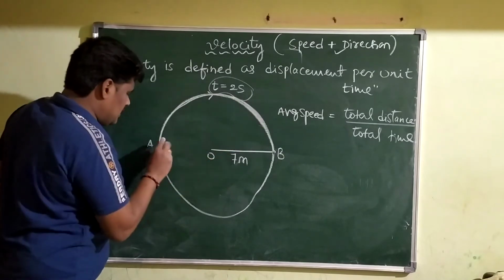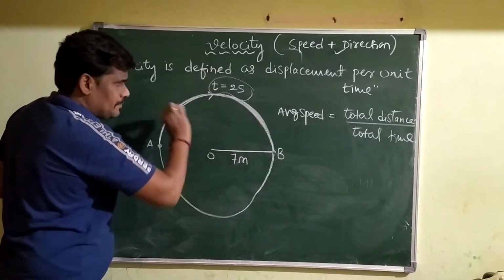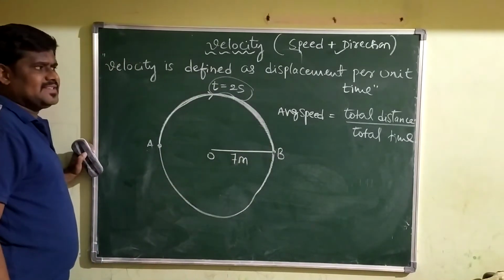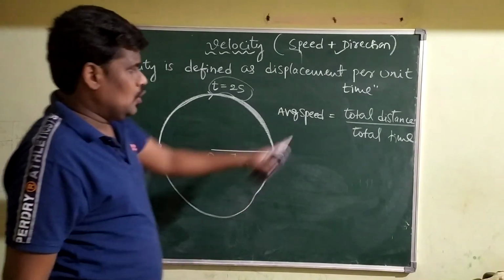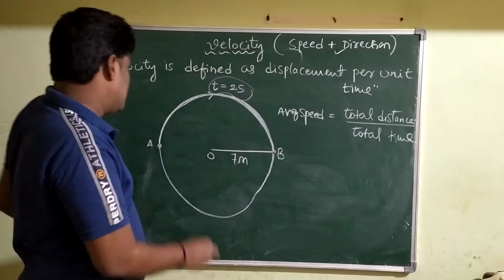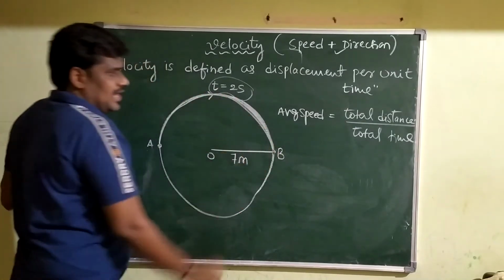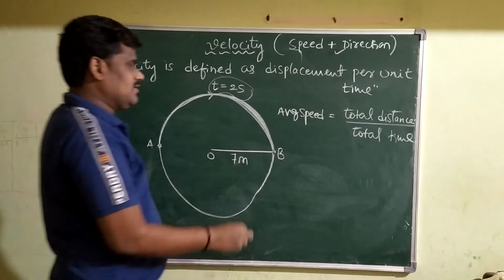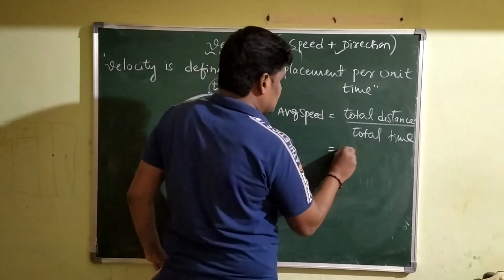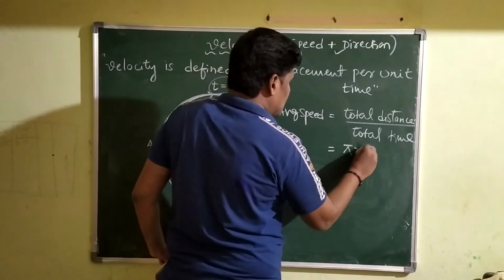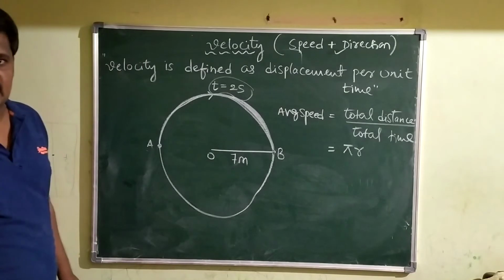Because from A to B, which path is the body covering? The path covered by the body is a semicircle. Therefore, what can I write? The total distance traveled by the body is equal to the length of a semicircle. I guess you have the idea what the length of a semicircle is. The length of a semicircle is pi r.